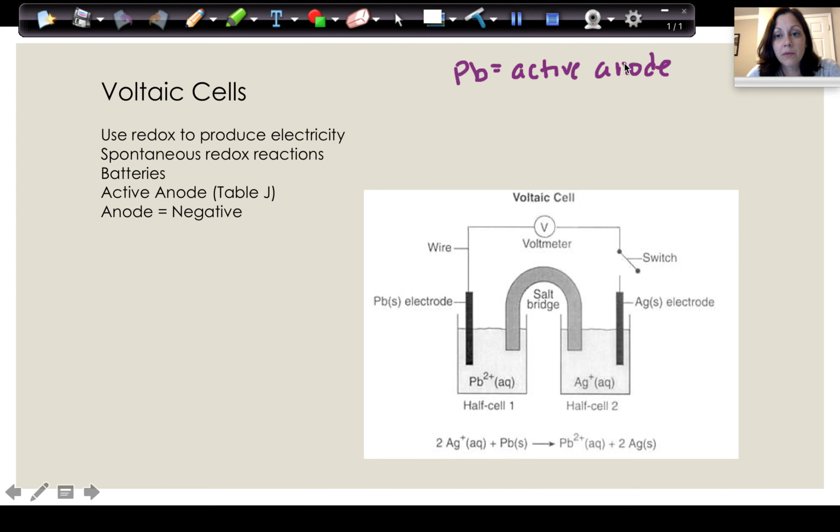And in this case, I have a Pb electrode and a silver electrode, and I can see that Pb goes from 0 to +2. So Pb is the oxidation reaction, and oxidation is what happens at the anode. I use the memory tool "an ox," and I also use the memory tool "big red cat" to remind me that reduction happens at the cathode.